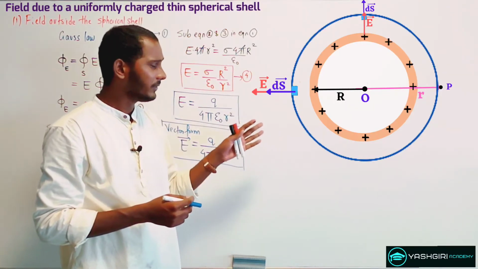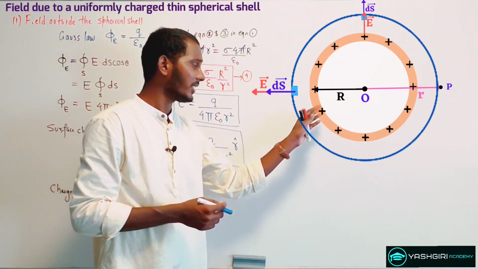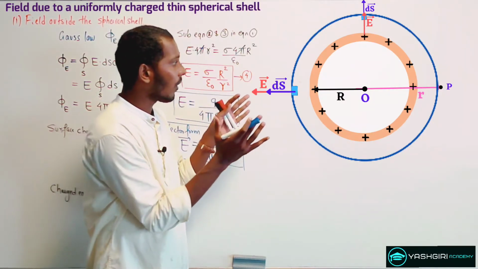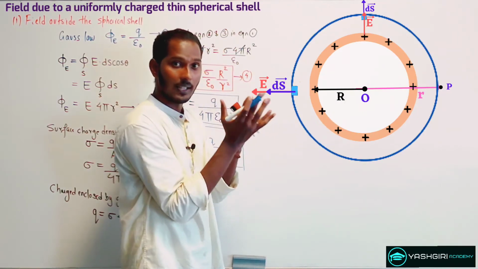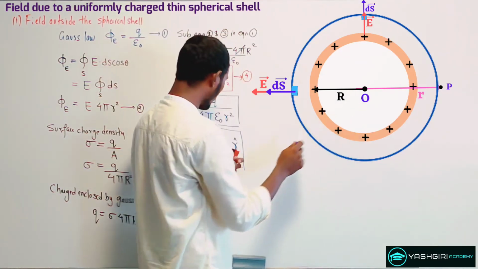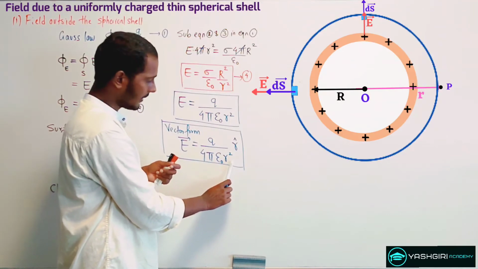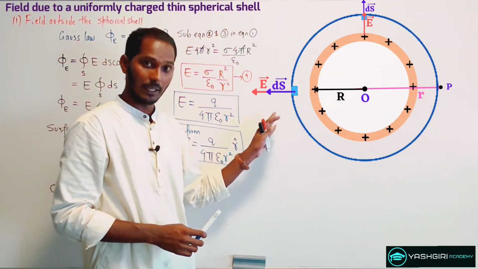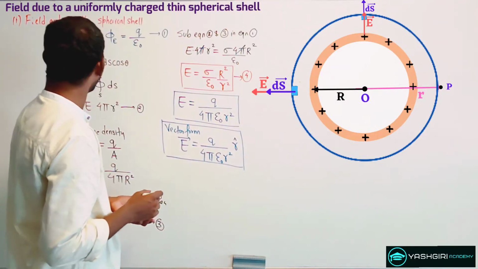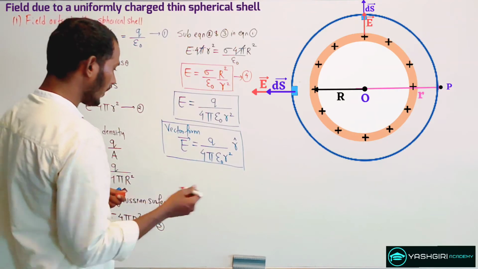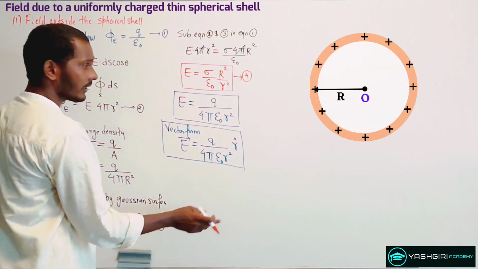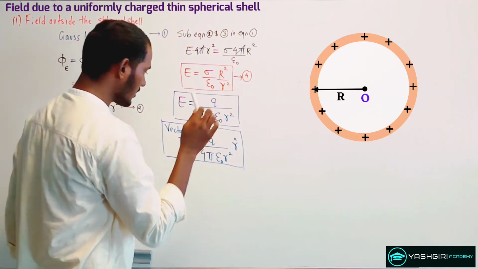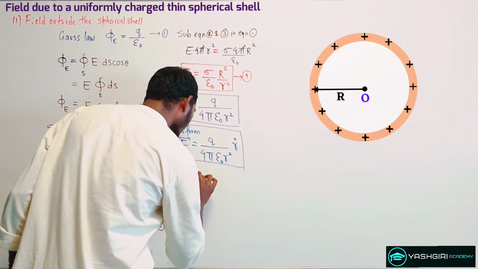So here the field outside this charged thin spherical shell is acting as if the entire charge of this spherical shell has been concentrated at the center O. So looking at this relation, I can say this. Now this was for the point P lying outside this thin spherical shell. Now let's see the another case. That's the second case, when you are interested in measuring the electric field exactly on the surface of that thin spherical shell.